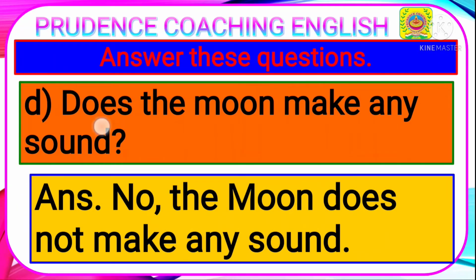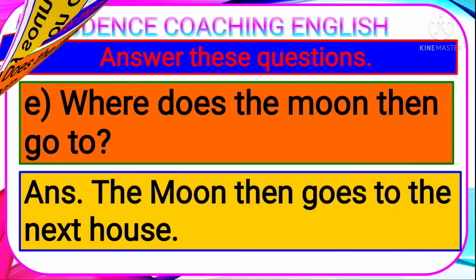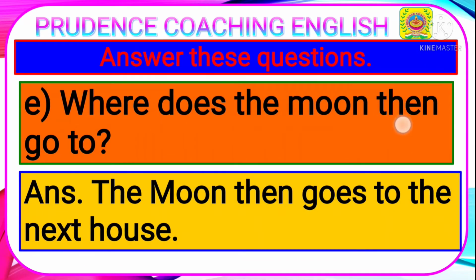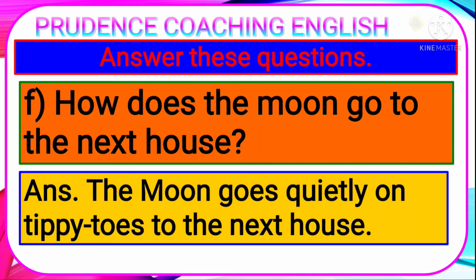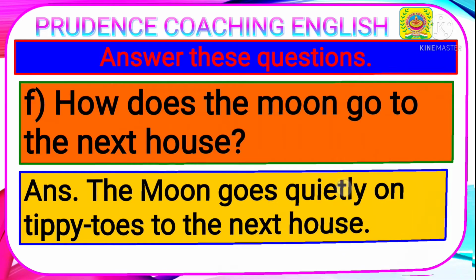Next question. Does the moon make any sound? No, the moon does not make any sound. Next question. Where does the moon then go to? Answer. The moon then goes to the next house. Next question. How does the moon go to the next house? Answer. The moon goes quietly on tippy toes to the next house.